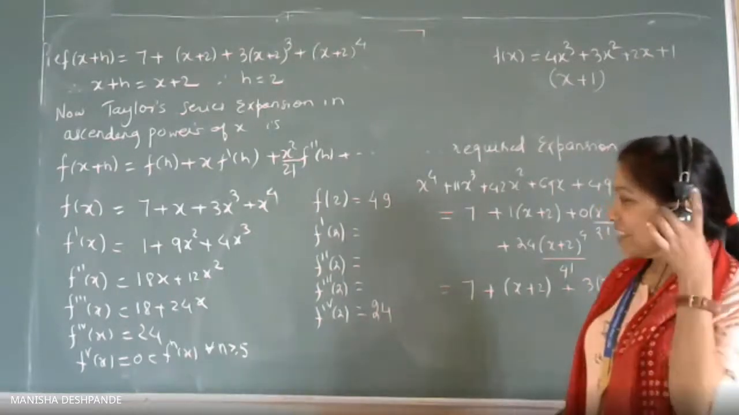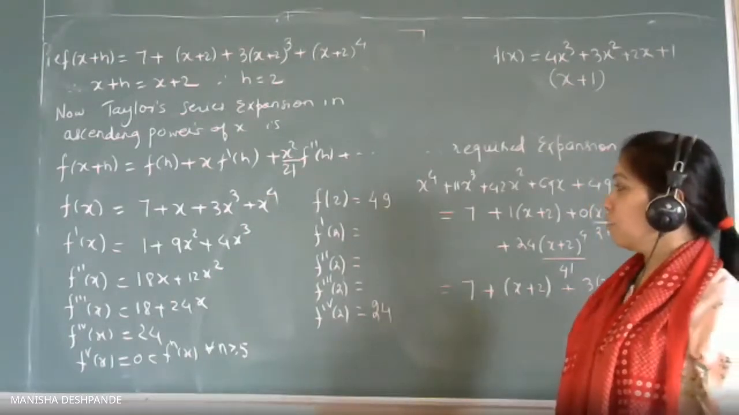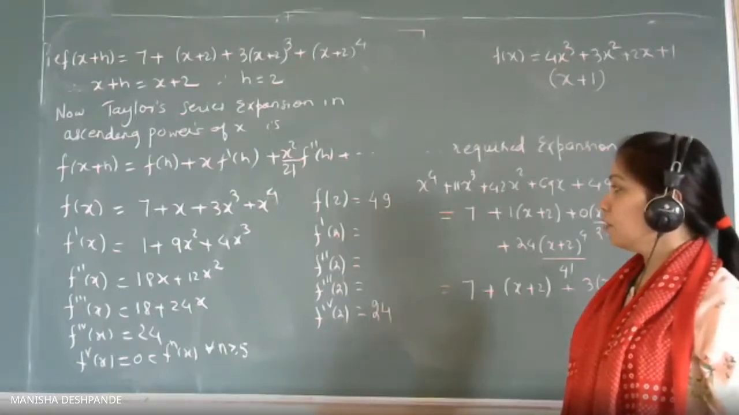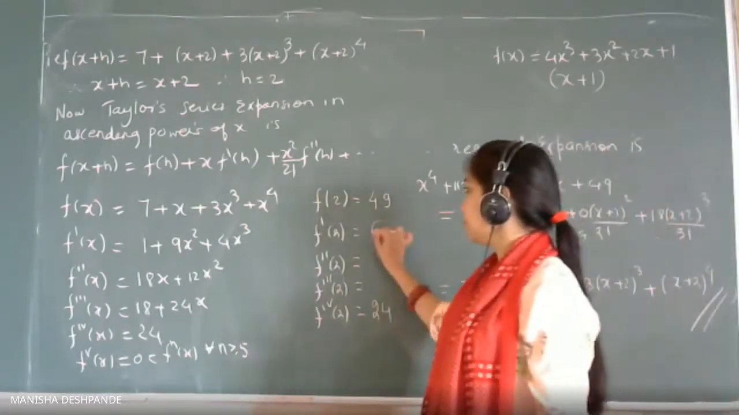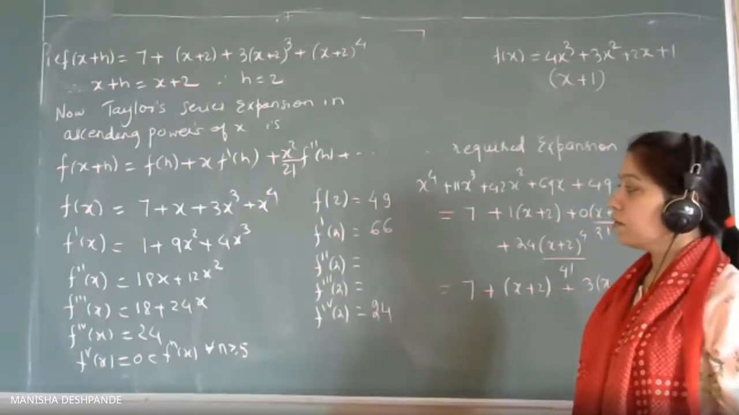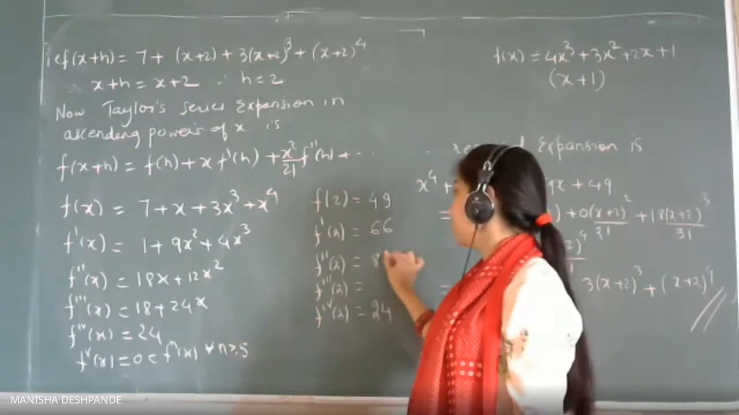F dash of 2 is 8 into 4, 32 plus 33 plus how much? 36, 66. And that was 66. Then 12 4s are 48 and 36, 84. What was the answer? 42, na? 42 was the answer. So here it should be 84. Okay. And then triple dash.